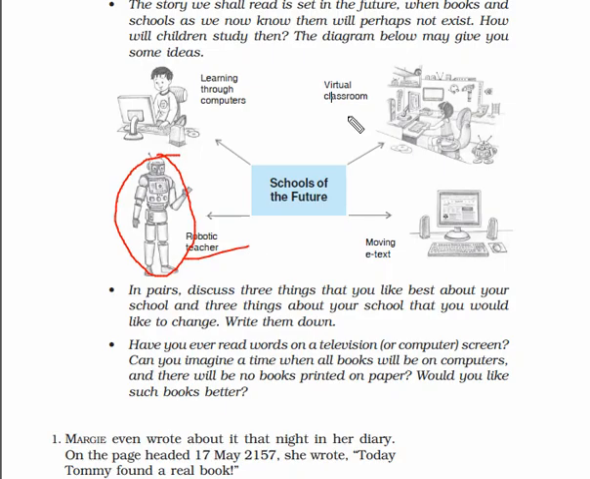Now, next you will see this virtual classroom. You will see a little girl. This is Margie, as we will say in the story. And this little boy is Tommy. And the moving e-text, that means we are seeing it here on the desktop of a computer. When the screen opens or displays, as you are seeing this video, that is also an example of a virtual classroom.